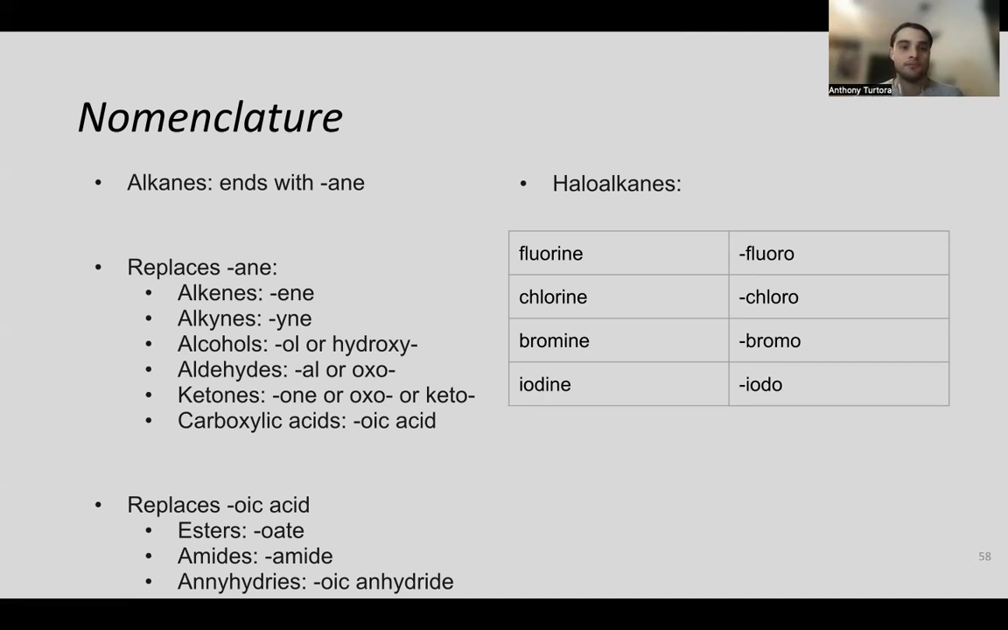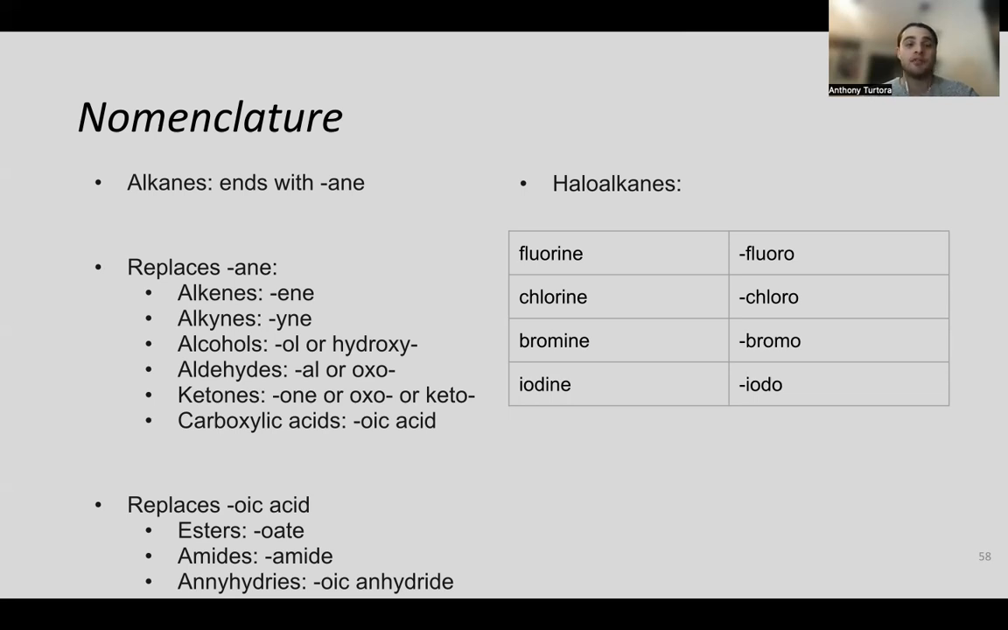Alcohols are ol, and if it's not the highest priority, we have hydroxy. For aldehydes, it ends in al, or it begins with an oxo if it's not the highest priority. Ketones end in one, and if it's not the highest priority, we can also use oxo, but we can also use keto, and that is going to be as a prefix and not a suffix. Carboxylic acids end in oic acid. Those will always be the highest priority, so we don't have to worry about potentially having prefixes for that.